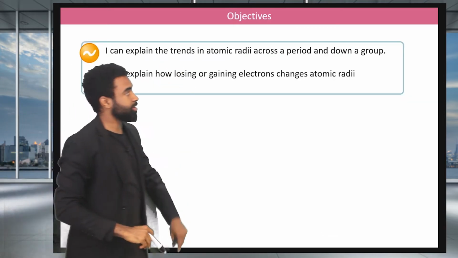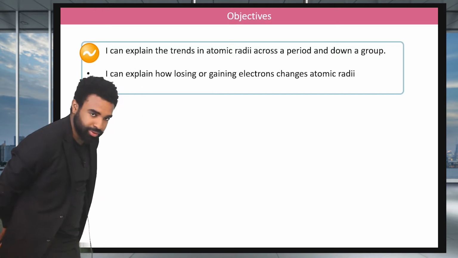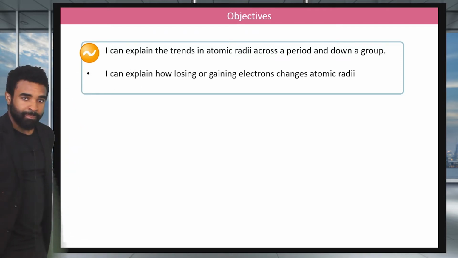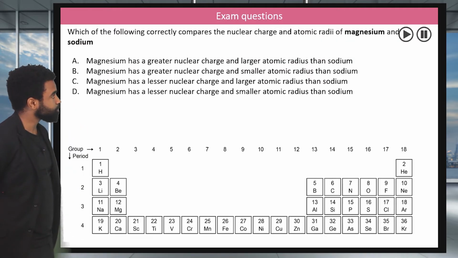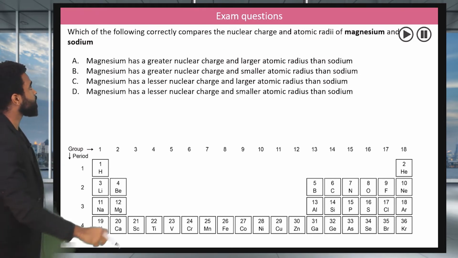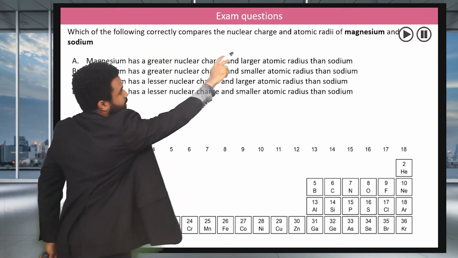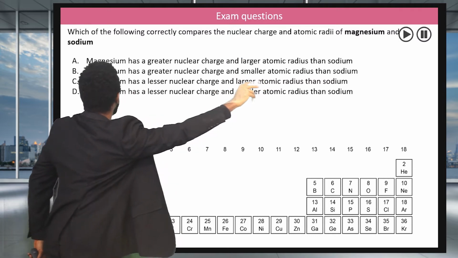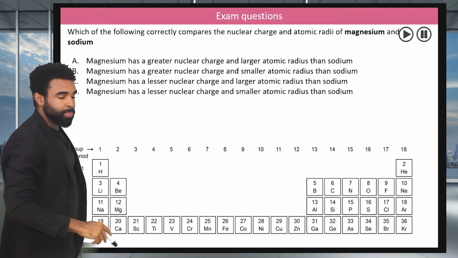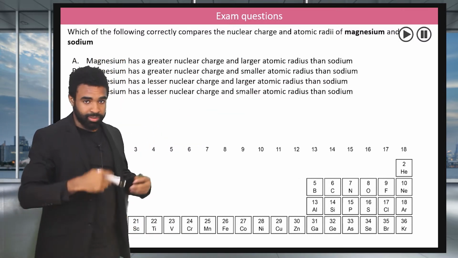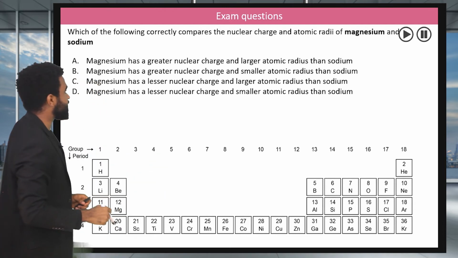I can explain the trends in atomic radii across periods and down groups. Let's see if we can get a green light by getting some questions right. So here's the first question for you. Which of the following correctly compares the nuclear charge and atomic radii of magnesium and of sodium? Pause the video as usual, and try to answer this.